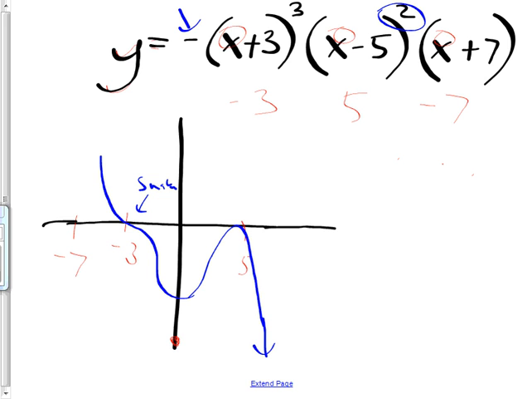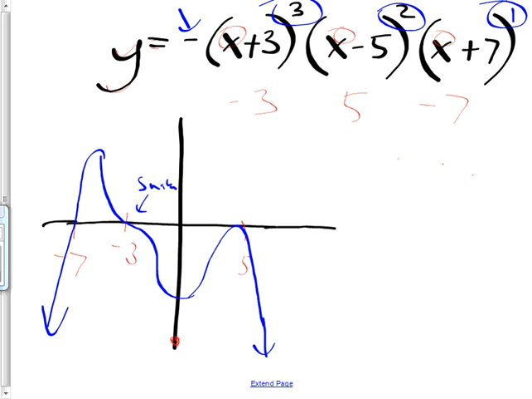Is it a bounce? Straight through, so you go like that. Now it's going down on both ends, but isn't it a degree 5? No. That one end makes a degree 6, therefore they're both going down. It works. This is a good graph. It's not perfect, still considered a sketch.